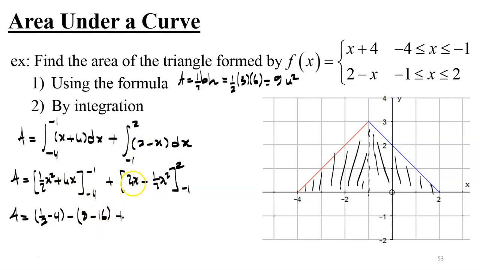Plus, over here, upper bound, that is a 4 minus 4 over 2, that is a 2, minus 2 times -1 minus half times 1 squared, so minus negative 2 and minus half. Simplifying, you notice that we do have a half plus half, which is a 1. So let's just evaluate the rest. It's a plus 1 minus 4, that's a negative 3, plus 8, that's a 5, and plus 2, that's a 7, and then a plus 2, that is a 9. So that is 9 units squared.